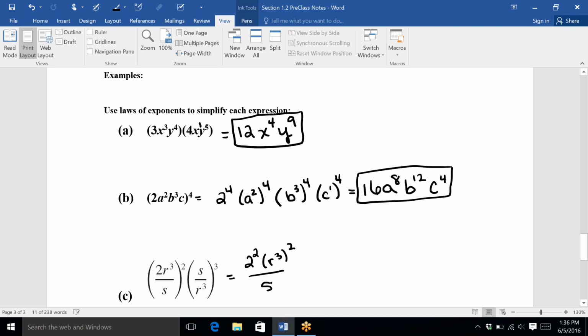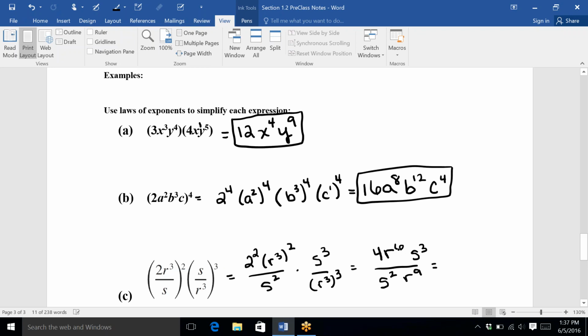So this would be what my first fraction would look like if I apply the power of 2. And then there's my second one if I apply the power of 3. So 2 squared is 4. R to the 3 to the 2 would be multiplication of powers, so that's R to the 6th. We have an S cubed on top, S squared on bottom, and then 3 times 3 would be R to the 9th.